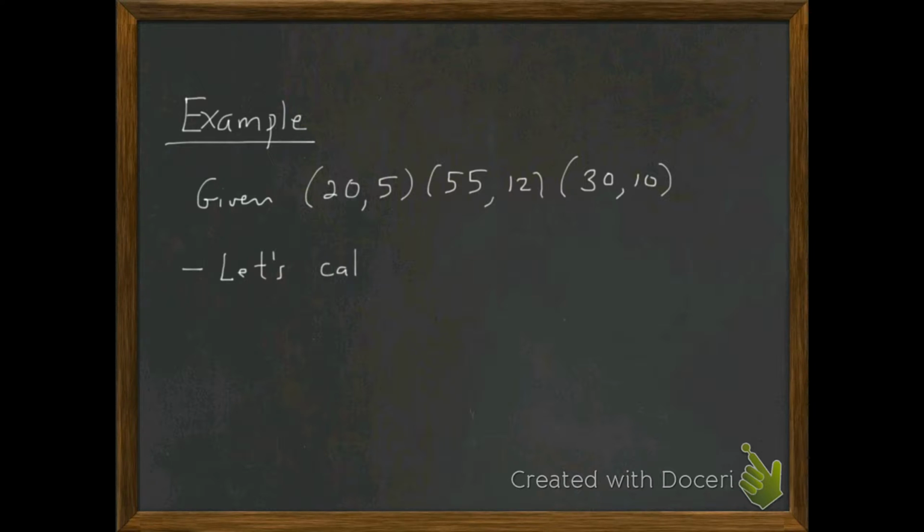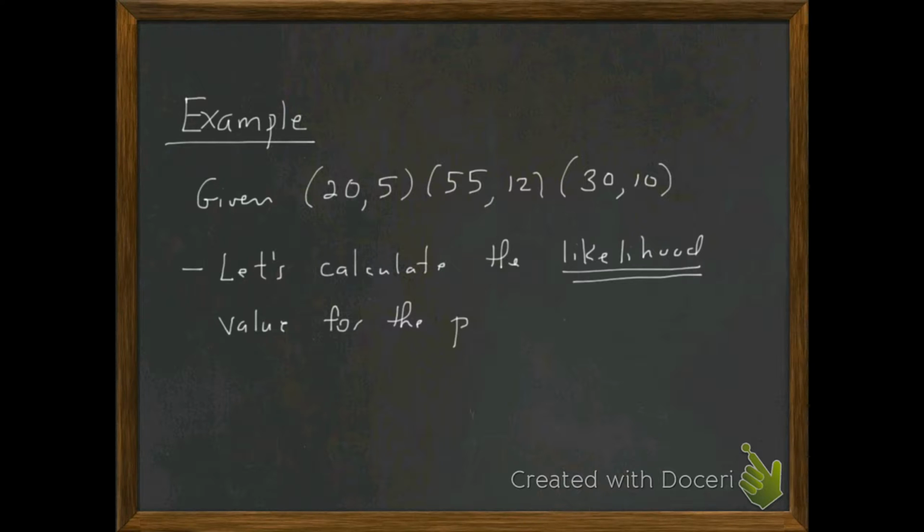Calculate the likelihood value for the parameters beta 0 equals 0, beta 1 equals 0.5, and the variance is equal to 9. Important word there, likelihood. So guys, clearly our standard deviation is equal to 3.